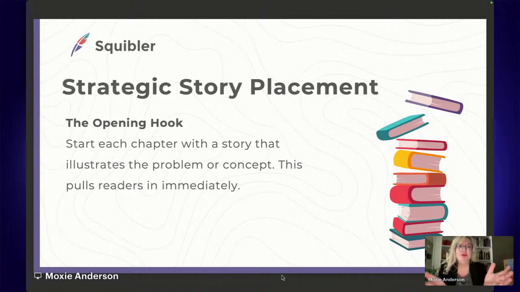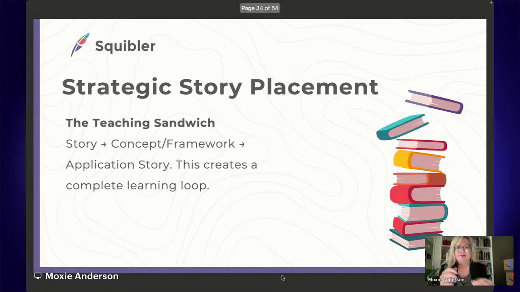One is to use the opening hook, which is something that we use in fiction as well. Start each chapter with a story that illustrates a problem or concept. This is going to pull your readers in immediately. And then you can show how what you are teaching is going to be tied into that anecdote, story, or case study.